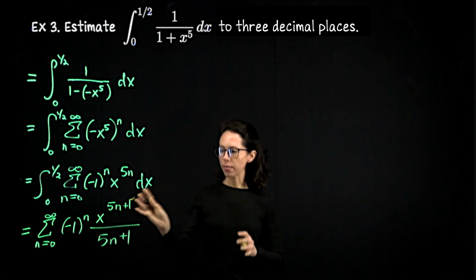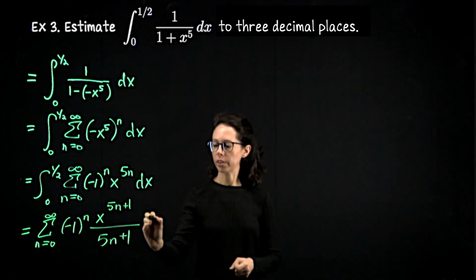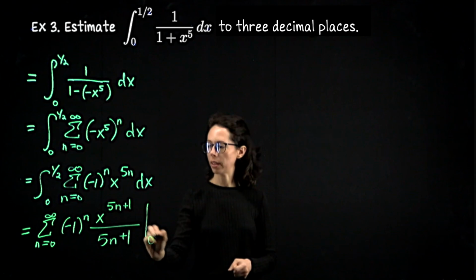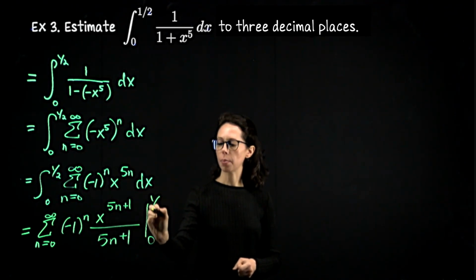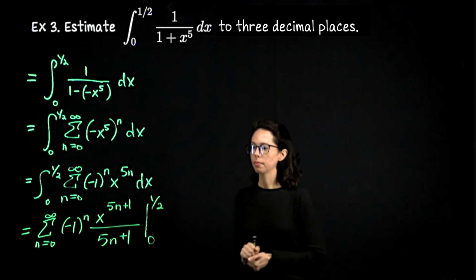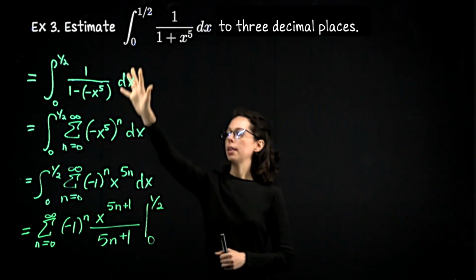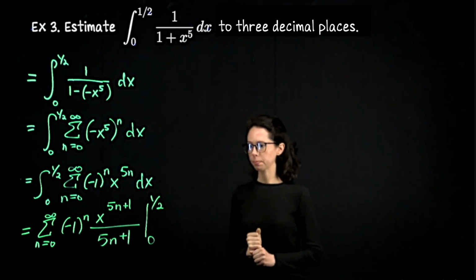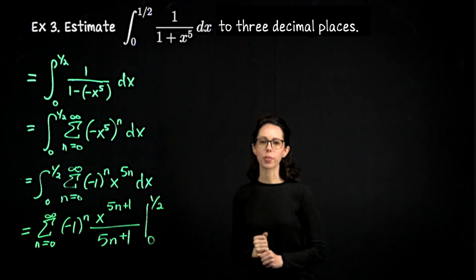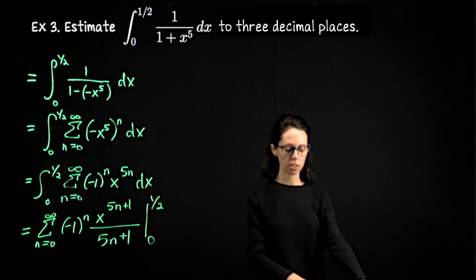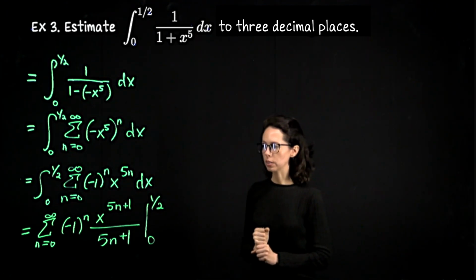This is a definite integral, so rather than a constant of integration, we're going to have evaluation at the lower bound of 0 and the upper bound of 1/2. Okay, so hopefully this part was comfortable. Now let's see what happens if we plug in our top and bottom bounds. We're going to evaluate this just like we usually do with definite integrals.